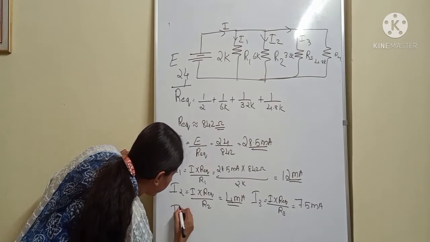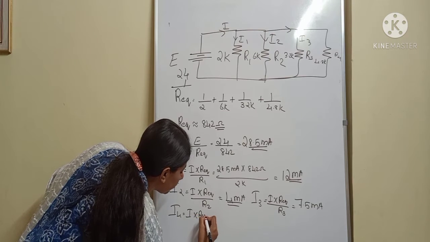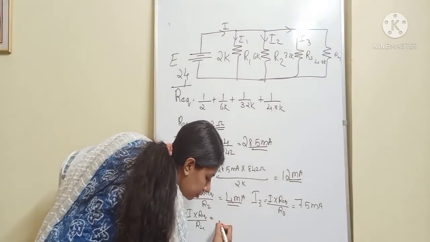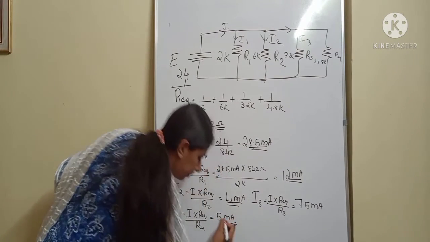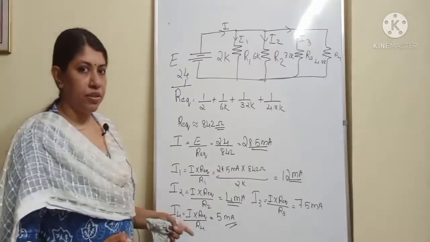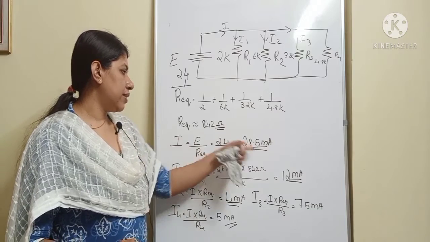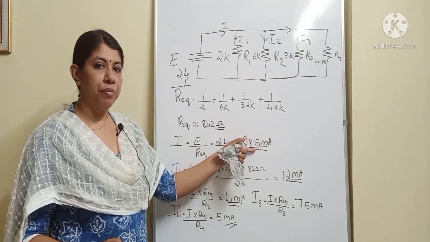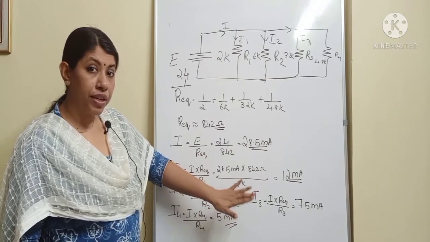And the value of I4 will be I into R equivalent divided by R4, and this will be equal to 5 milliampere. So this is how you find the branch currents, and if you add the individual currents, you will get the total current equal to 28.5 milliampere. This is how you solve the circuit using the current divider.